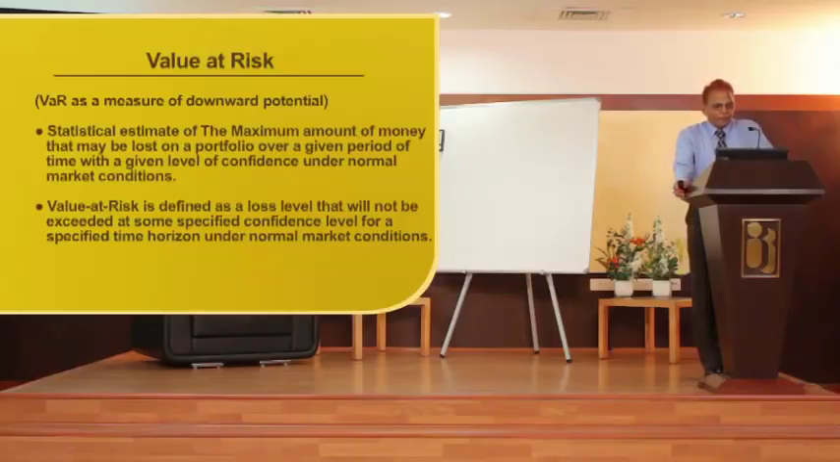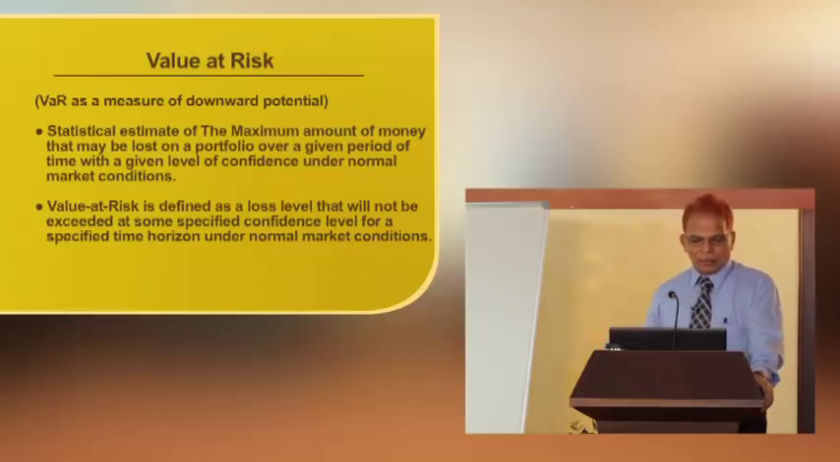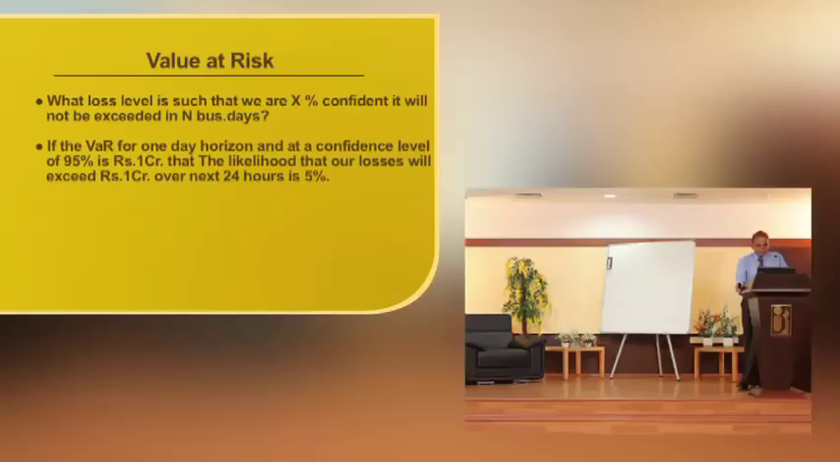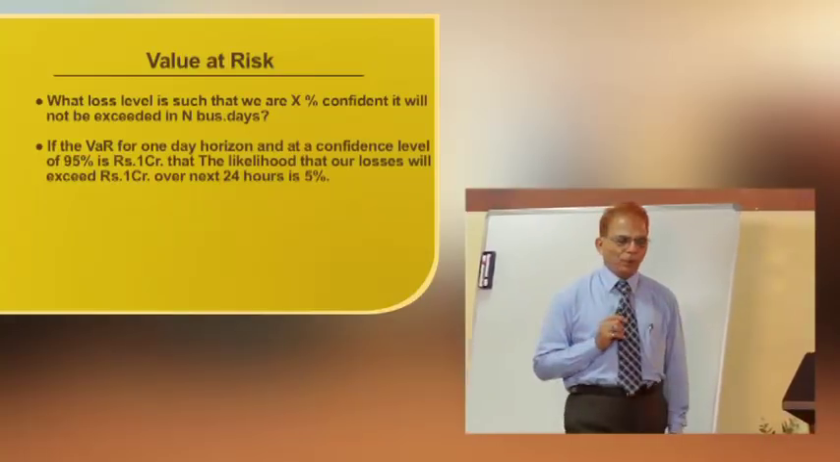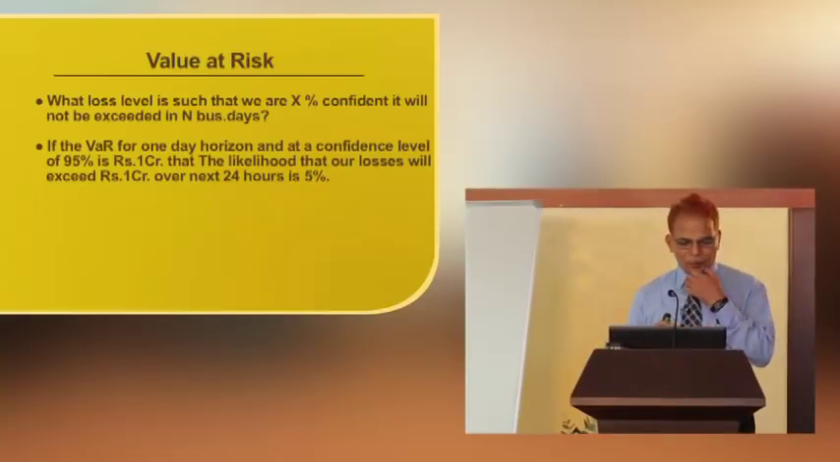So what does the value at risk tell you? Basically, it answers the question: what loss level is such that we are X% confident it will not be exceeded in n business days? So the value at risk is defined as a loss level that will not be exceeded at some specified confidence level over a specified time horizon under normal market conditions. So it uses probability and tells you what the downward potential is.